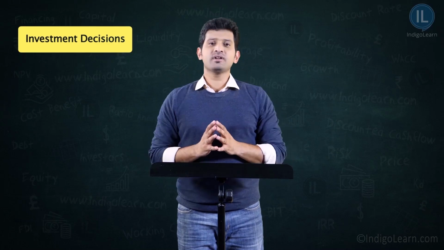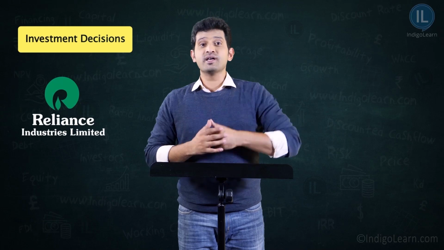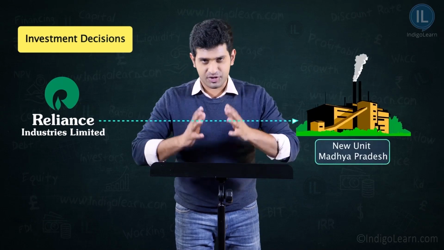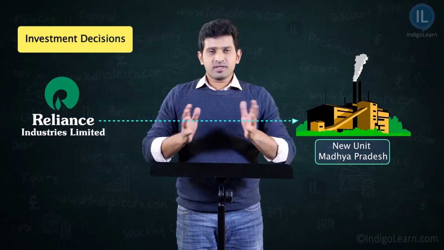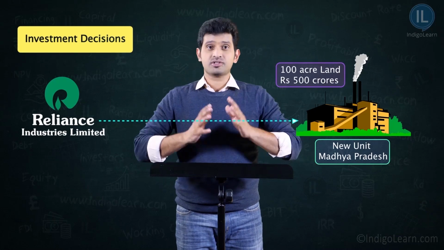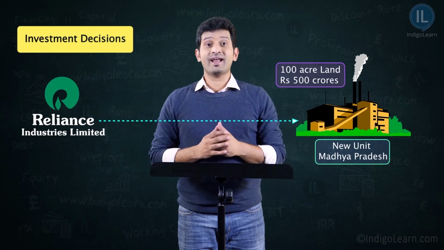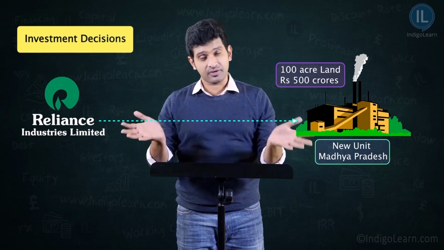Let us say, for example, Reliance Industries has expanded all over the country. Now it wants to also set up a factory in Madhya Pradesh. It requires say about 100-acre land, which costs say about 500 crores. This is the first investment, the initial investment. After that, it has to construct the building, the entire factory.